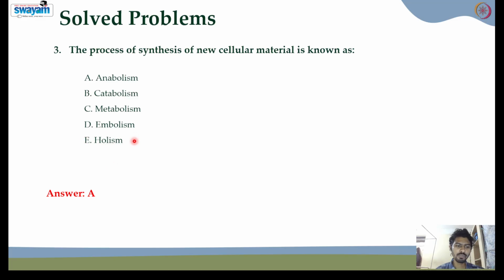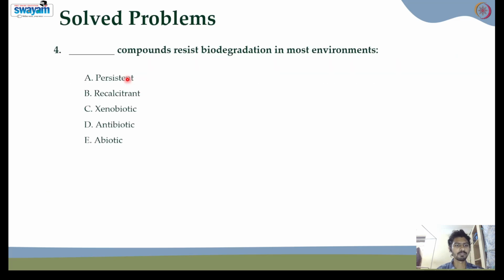So options D and E are in no way connected to microbial metabolism, whereas between A, B, C, the correct answer is anabolism, which synthesizes new cellular material. We call it anabolism. So we move on to the next question.